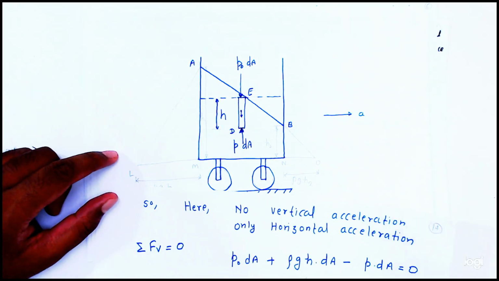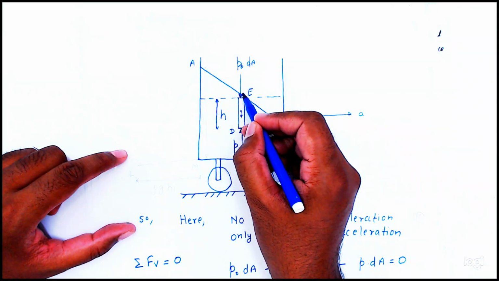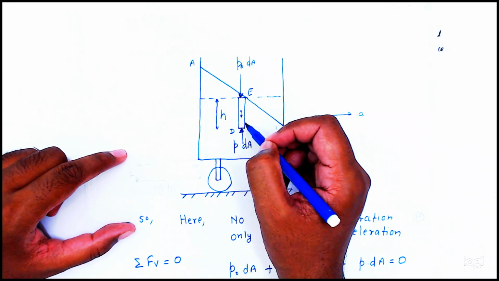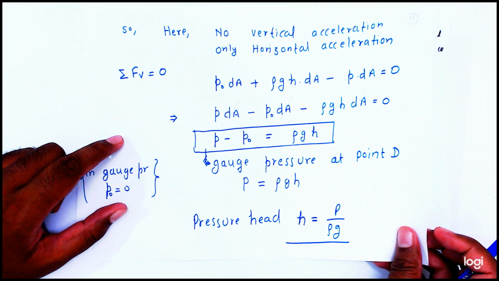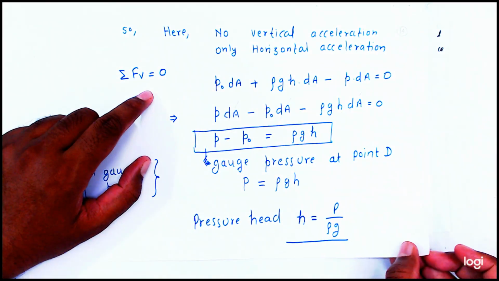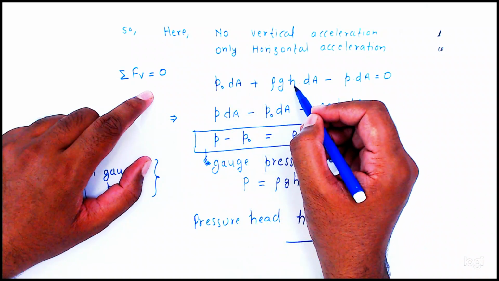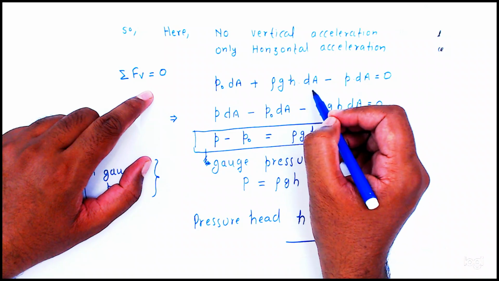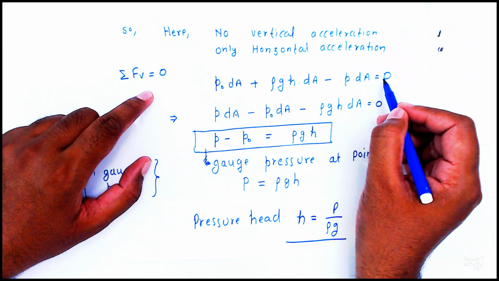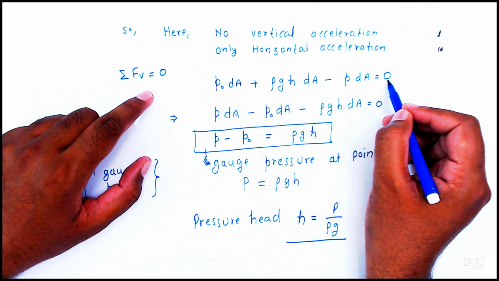Now what we will do, here you see, we will find the total vertical force. So sigma V equal to 0 we will find. So from here, P naught into dA in the downward direction, rho g H into dA, the weight of the liquid in the downward direction, minus P into dA, the pressure force in the upward direction. This is upward direction, so it will equal 0.